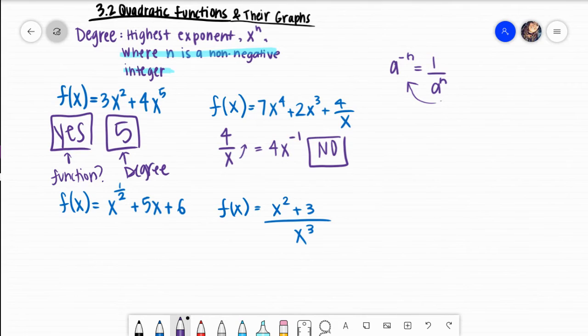Okay, so let's look at the bottom left. Here I have x to the 1/2 power plus 5x plus 6. I know that my degree is going to end up being the highest exponent. It looks like I have a half and I have a 1. So I need to read that highlighted sentence. This is where n, our exponents, are all non-negative integers. X to a fractional power is not an integer. That's a rational power. So because it's not an integer, that means no, it's not a function.